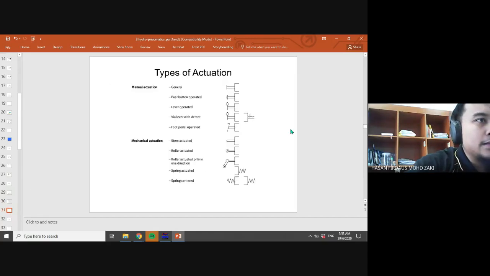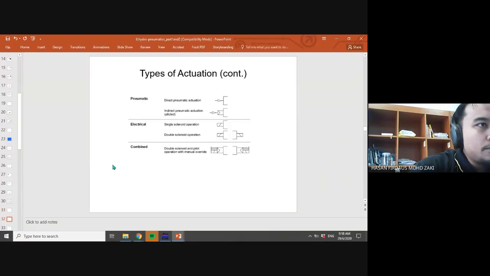Then you have lots of types of actuation. Push button, lever operated, foot pedal, and so on. You can also have mechanical actuation, roller lever, spring, and so on. Type of actuation. This one means the source is from the pneumatics, so this is the piloted pneumatics. And this one is solenoid. Solenoid, double solenoid, and you have combinations of those as well.